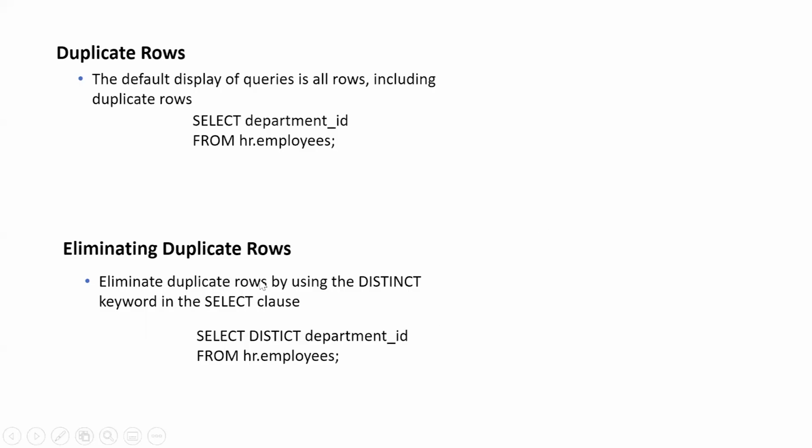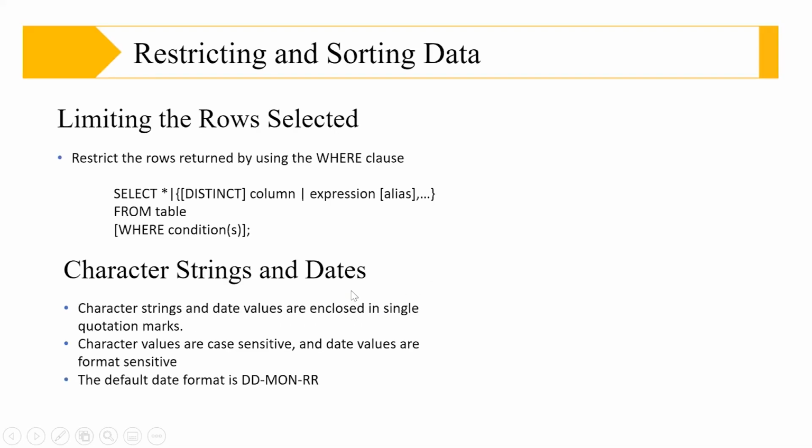So we eliminate the duplicate rows by using the distinct keyword in the select clause. I hope this is clear how we restrict data. Okay, so this was one of the parts that we have completed. This is the next chapter where we will see how we restrict and sort the data.